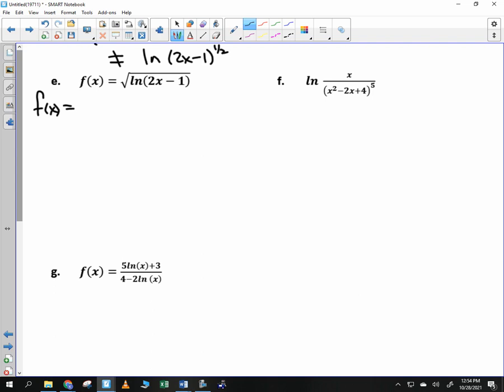Here's what it is equal to. f of x is equal to the natural log of 2x minus 1, that entire quantity, meaning including the natural log, all to the 1/2 power. So there's a distinct difference. Can I just drop this 1/2 in front? No. If it was this way, then I could drop the 1/2 in front. So that's what we're trying to iron out.